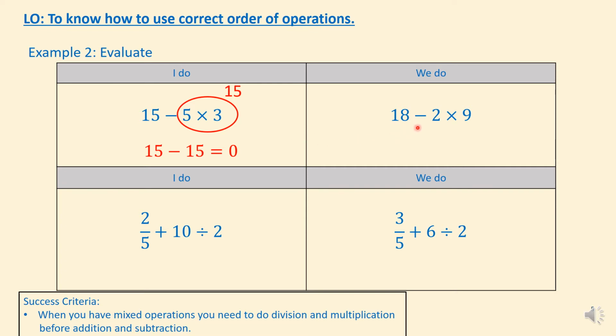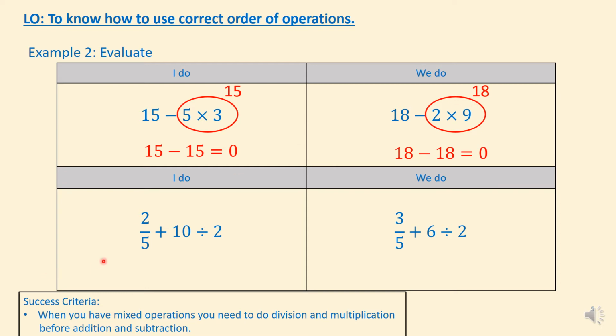Now again, I have subtraction and I have multiplication. Multiplication comes before subtraction, so I need to do 2 times 9 first. 2 times 9 is 18. Then you have 18 take away 18, which is equal to 0.